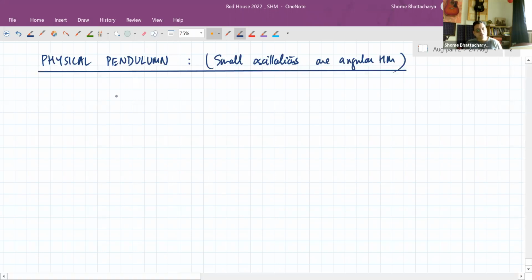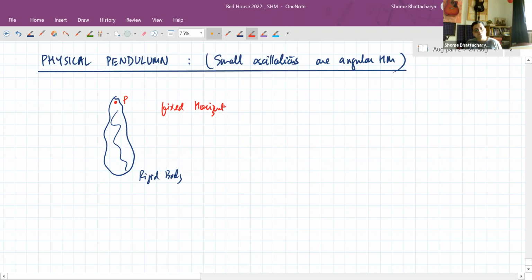So physical pendulum is like this: a rigid body of any shape suspended through an axis about which it can rotate freely. So there is a fixed horizontal axis at the point P, about which the body can rotate freely in a vertical plane.